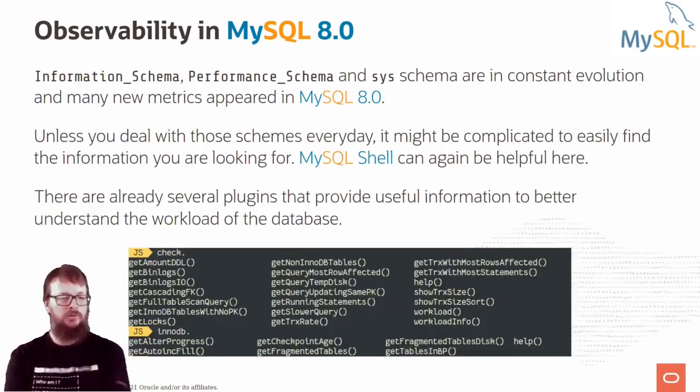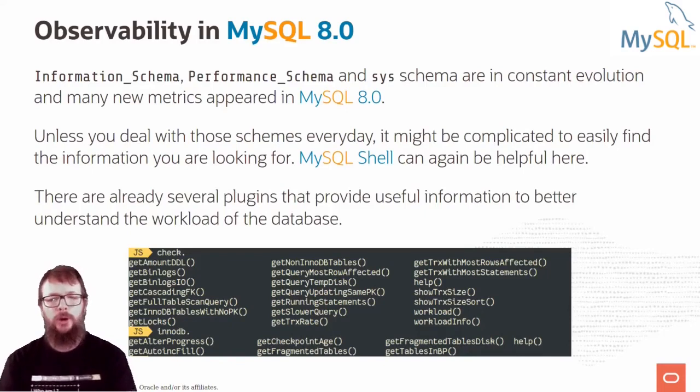There are mostly two plugins with a lot of methods: the check plugin and the InnoDB plugin. With the check plugin, you can see we have a bunch of methods, like get the amount of DDL, get the binlogs, so how many binlogs we have, and what's the IO in the binlogs, but much more. Give me the queries that do full table scans, give me the tables without a primary key, and much more information.